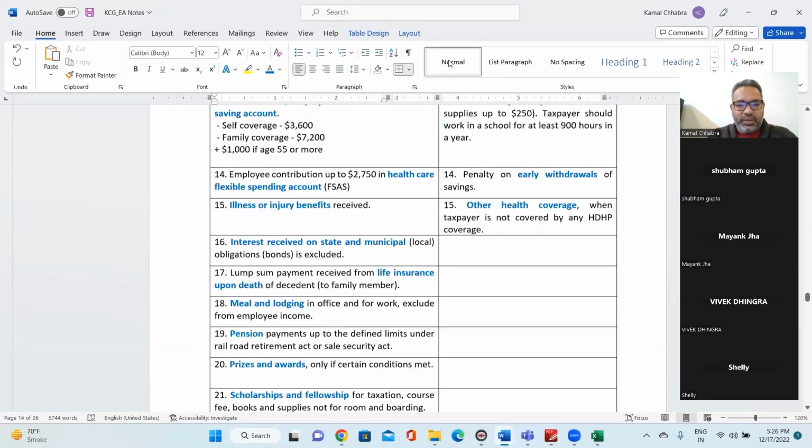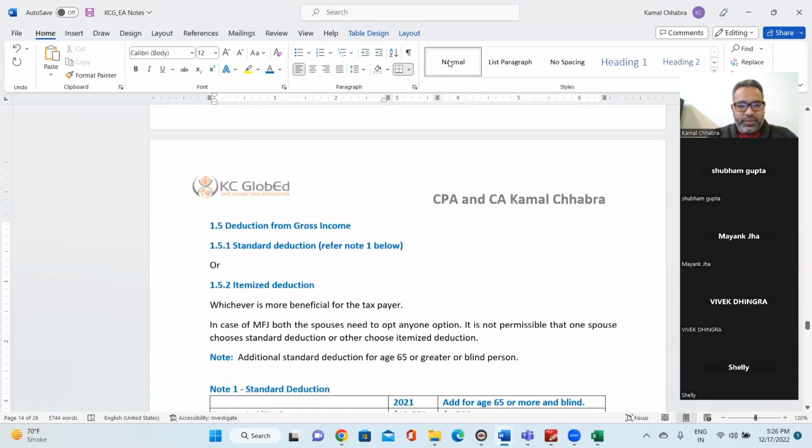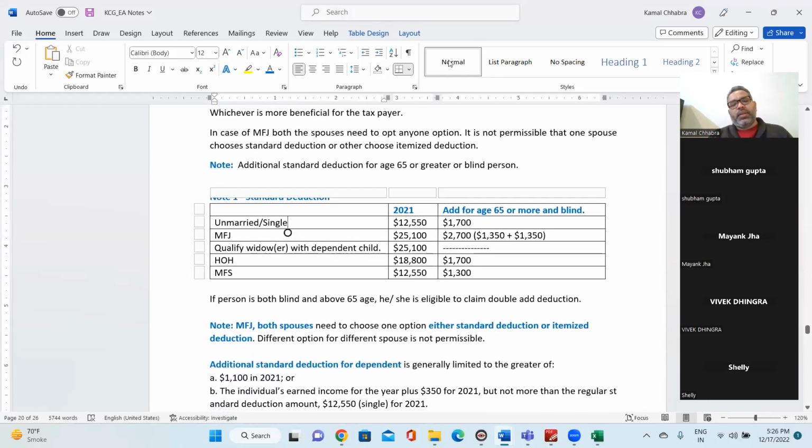Fine. Good. Okay. So let's jump back to where we were on the deduction side. We have covered married filing jointly. The third one is qualified widower with dependent child. Their deduction is also 25,100. Like we were discussing earlier, what additional benefit does a qualified widower with dependent child get? They get almost all the similar benefits of married filing jointly, up to 2 years, which we have discussed earlier. So here it is 25,100 as a standard deduction.